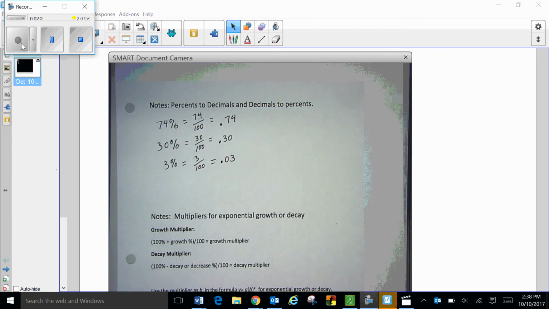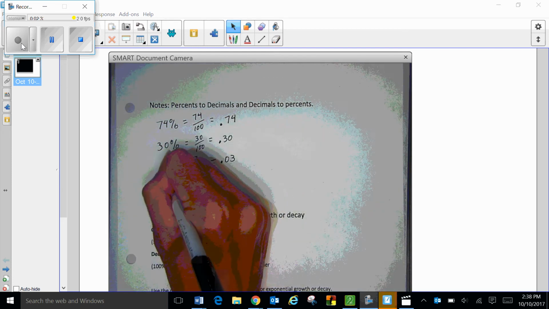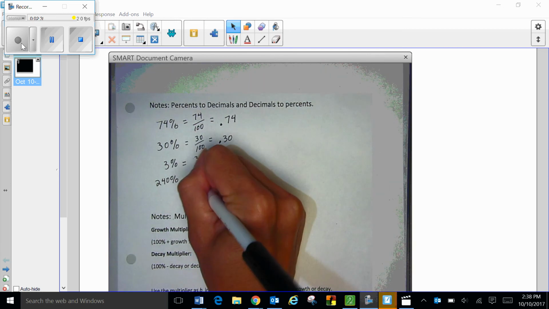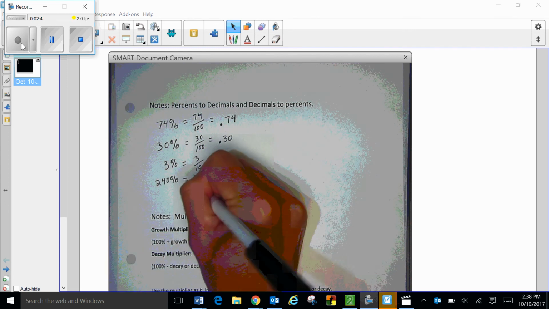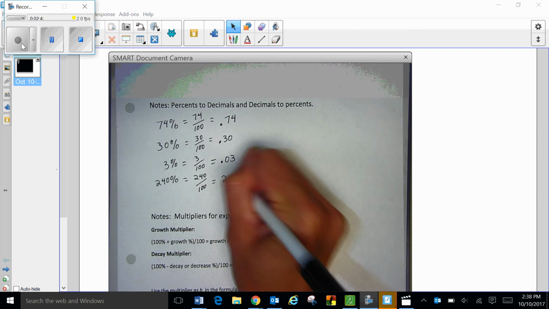Now, what if I have a number bigger than 100%? Let's say I have 240%. Sometimes you can have numbers bigger than 100 as percents. That still just means take your number and divide it by 100. And what you'll end up getting is a decimal number that's bigger than 1.